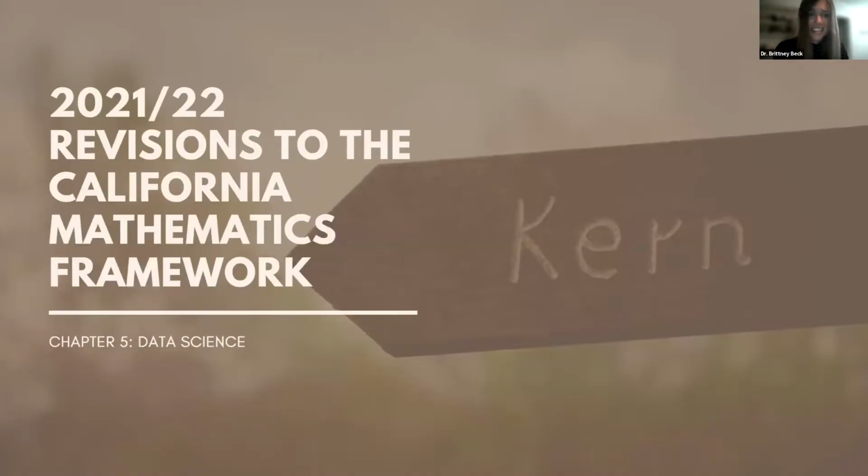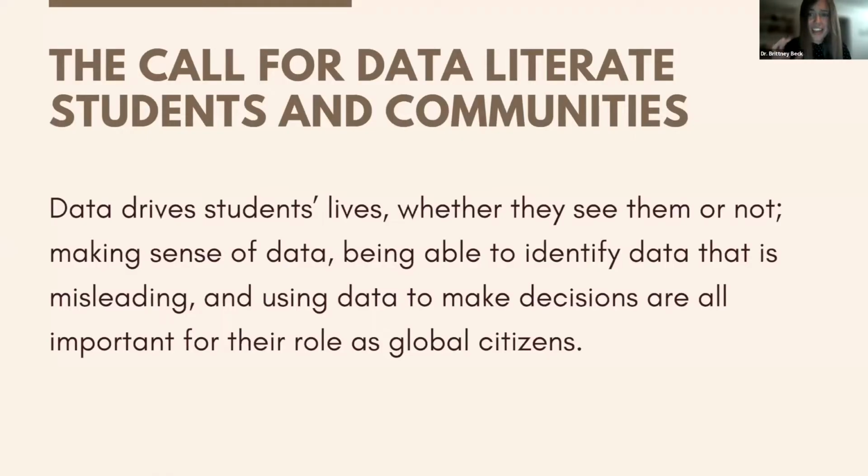Like Dr. Uy said, this blending of data science and citizen science is rooted in what was the 21 revisions, I think maybe now the 22 revisions, to the California Mathematics Framework. And specifically, Chapter 5 is focused on data science.